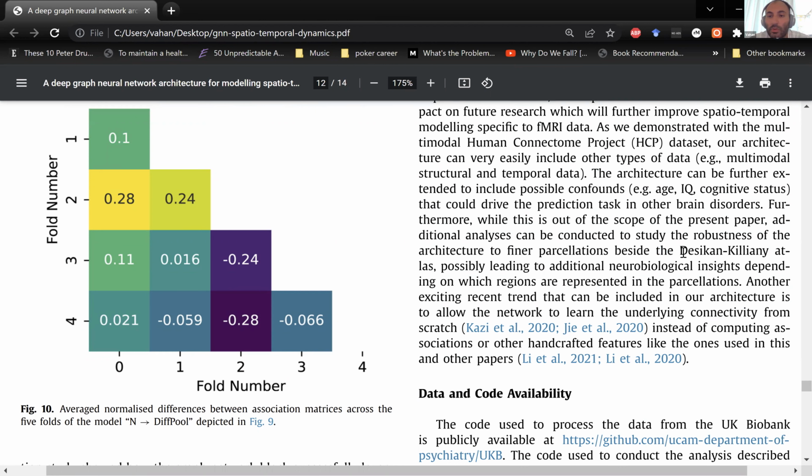But also they want, instead of using this handcrafted Desikan-Killiany method of creating the graph, to study using the entire scan as a graph, and not combining them into higher level nodes manually, right? And letting the model learn those relationships.